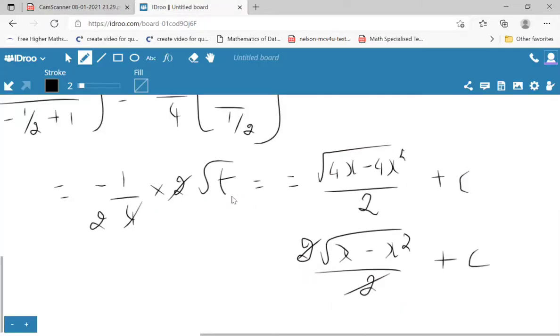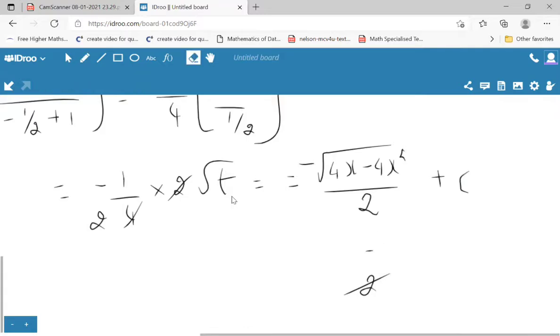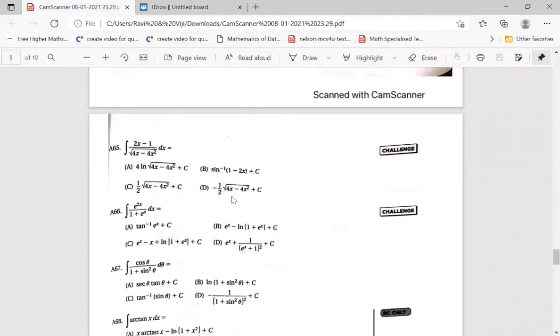Actually, we could have simplified this, right? He has left the minus symbol here, right? So he has not done this. So let us not do this. We can leave the answer here as minus of root of 4x minus 4x squared by 2. So option D is correct.